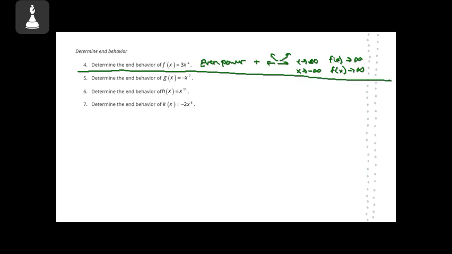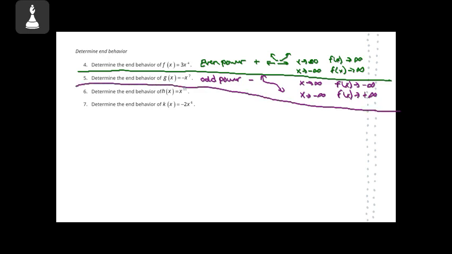Five, determine the end behavior of negative x to the 7th. So we have an odd power and we have a negative, which means it's going to go like this. So as I move to the right, x goes positive, the graph goes down, or to negative infinity. As I look to the left, my graph is going up. So the function goes to positive infinity. These will always stay true. So if you have that chart written down, you can just compare and copy the answers of how you write your end behavior here.